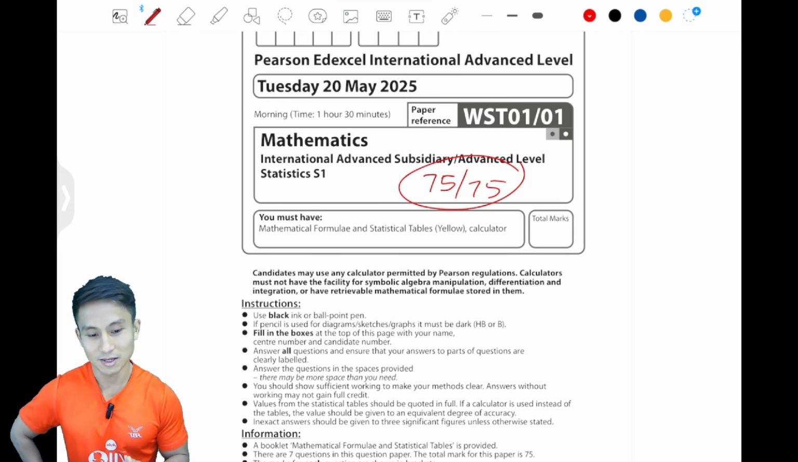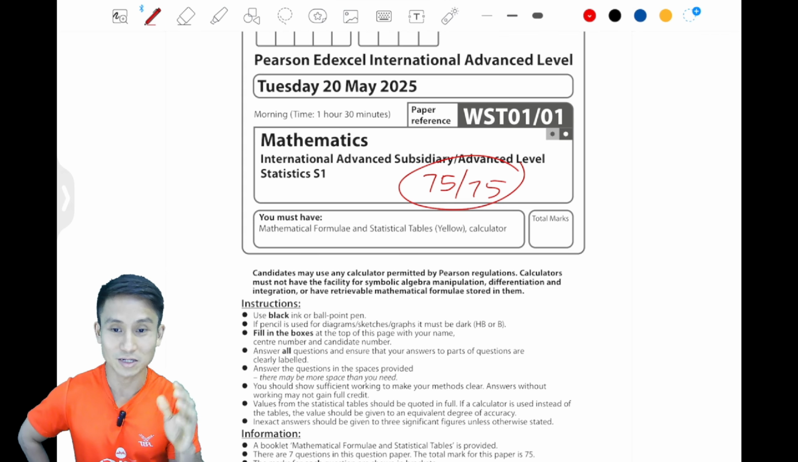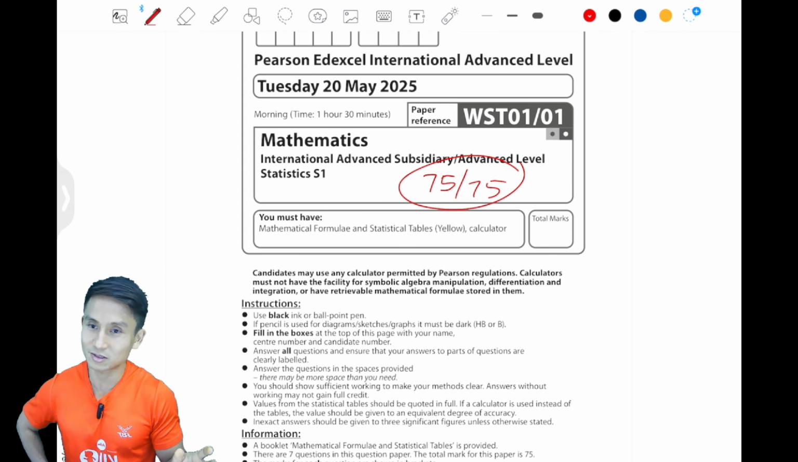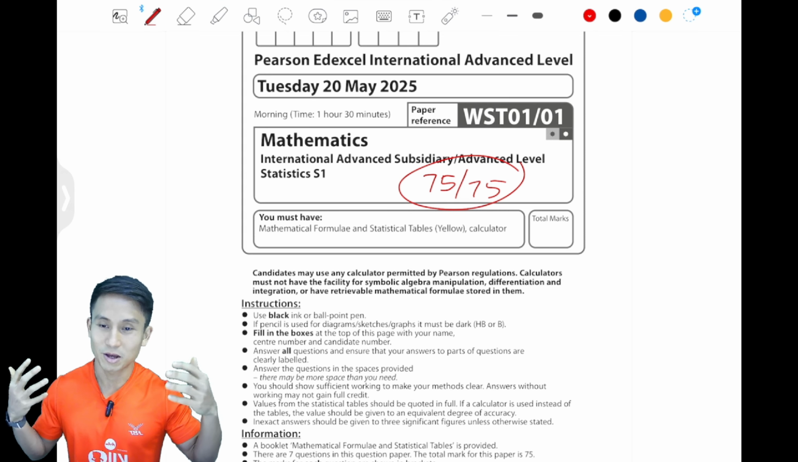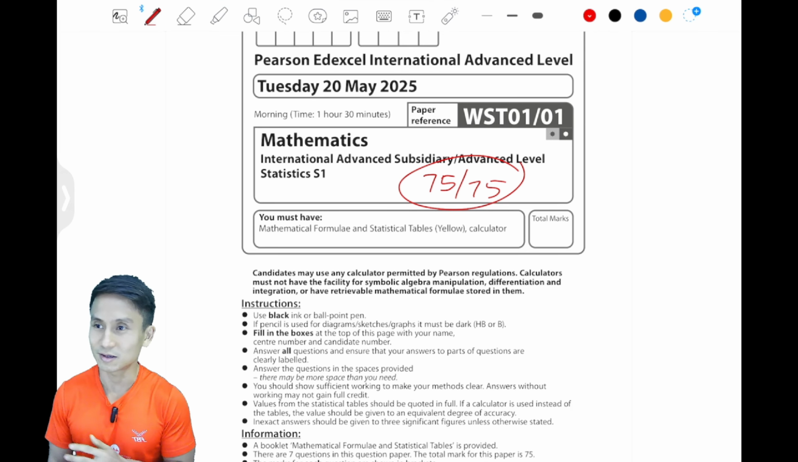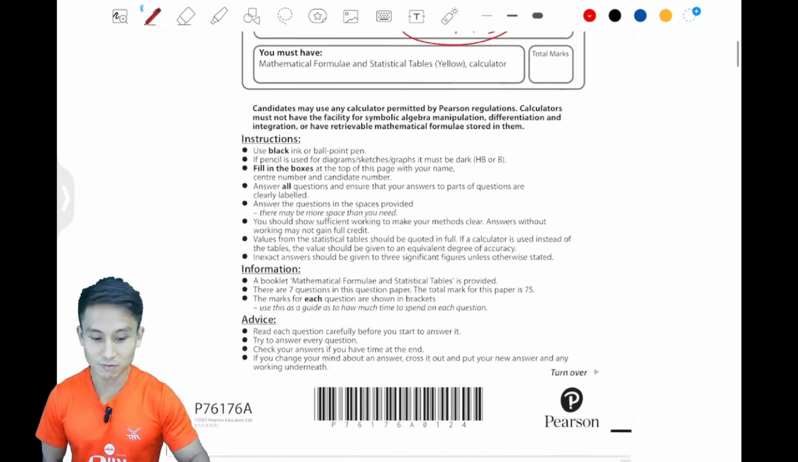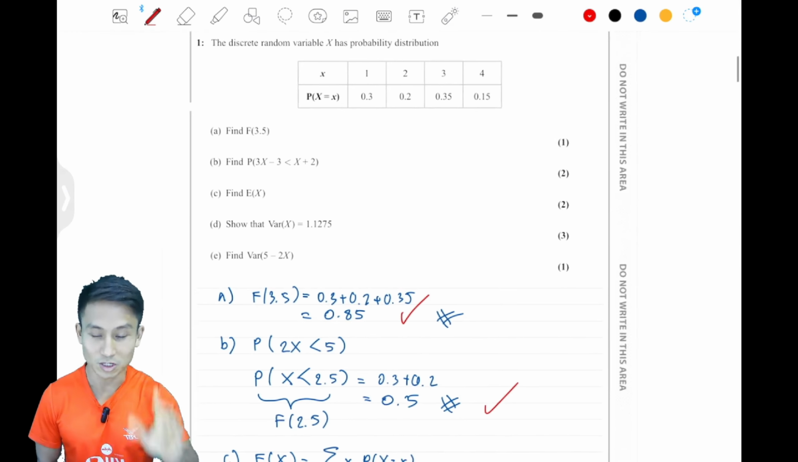So yeah, as of the time of recording, the official mark scheme isn't out yet, so this is just my personal review with the help of AI. It should be fine. I just marked the paper after I walked through the paper, yeah? And everything is good. So we're going to do a review on each question.